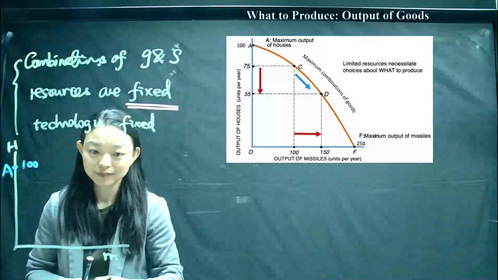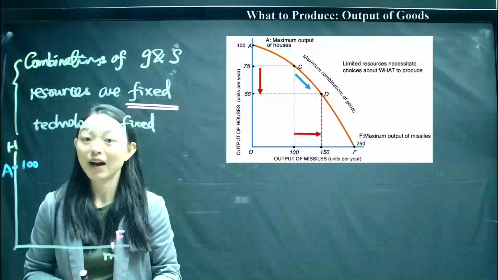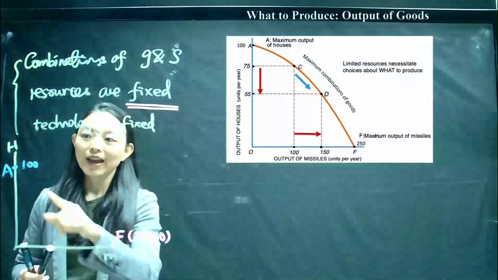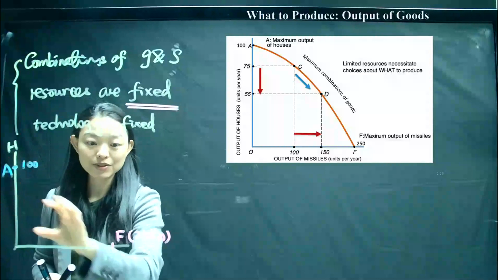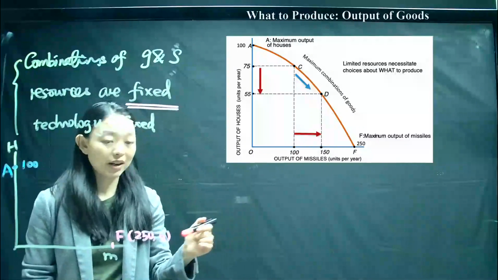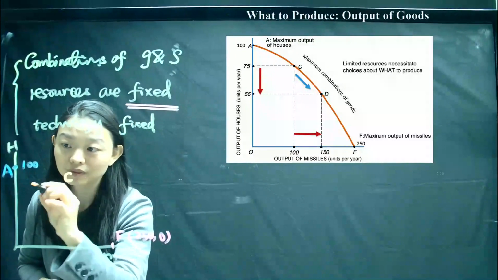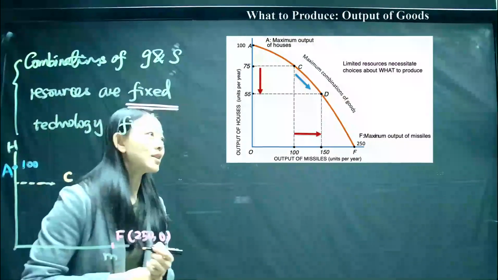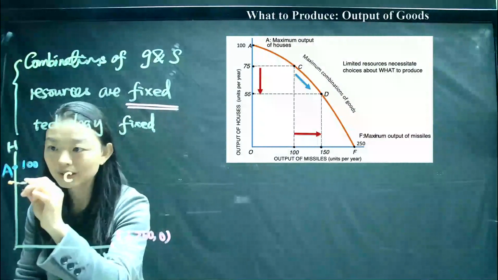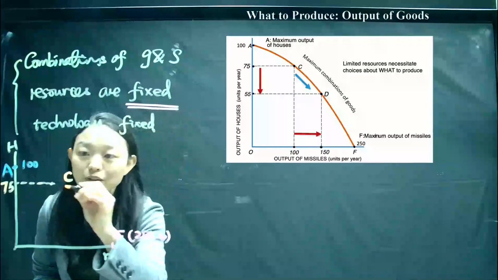And how about point F? Point F represents 250 mesos but 0 houses. So A represents the maximum output of houses, and F represents the maximum output of meso. We can also have different combinations, for example, point C. At point C, I have 75 houses, and then 100 mesos.